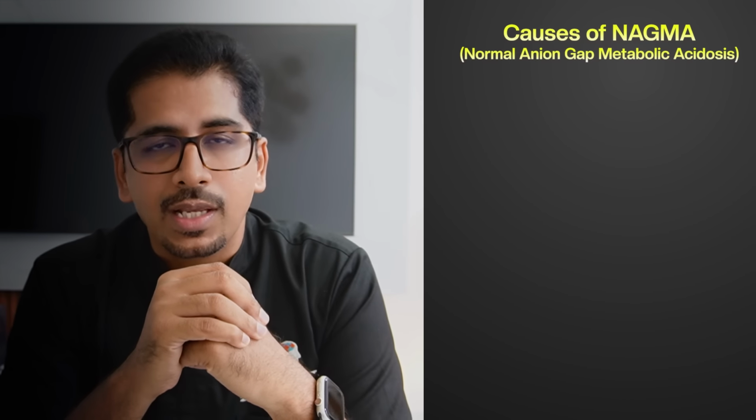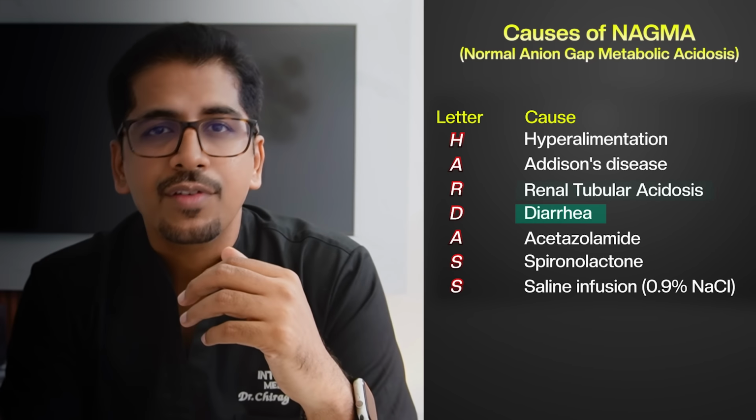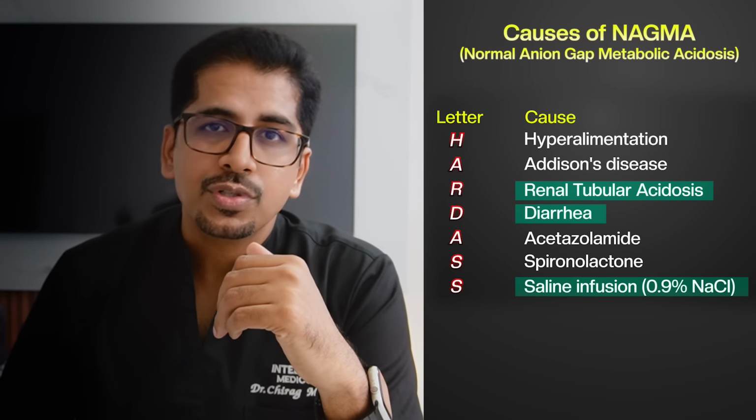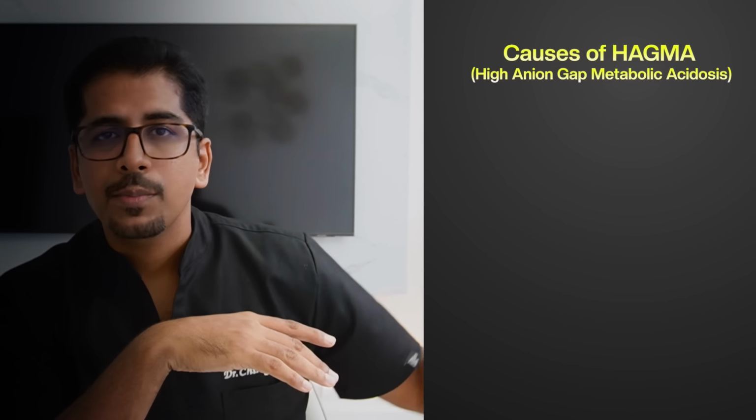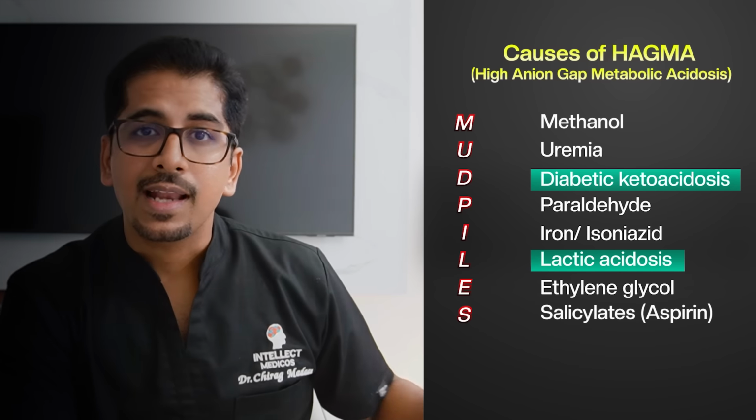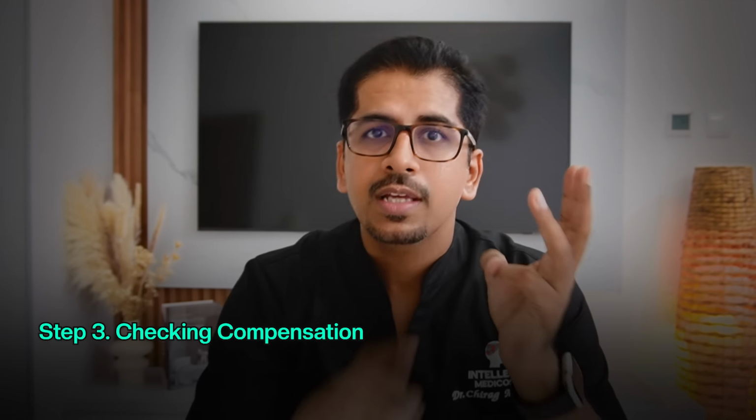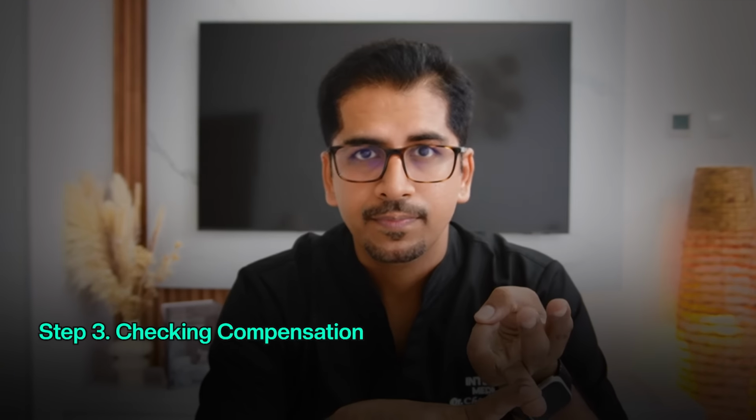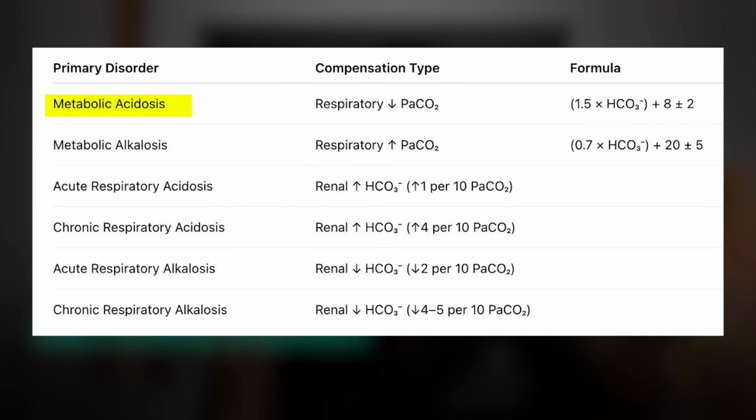And these are the causes of NAGMA, or normal anion gap metabolic acidosis. The mnemonic is HARD AS. Out of that, diarrhea and renal tubular acidosis or saline infusion are very important. On the other hand, the causes of high anion gap metabolic acidosis can be remembered with the mnemonic MUDPILES. Over here, diabetic ketoacidosis and lactic acidosis are very important. Now we have done step 1 and step 2. Step 3 is to calculate the compensation. In a case of metabolic acidosis, this is the equation, the Winter's formula.